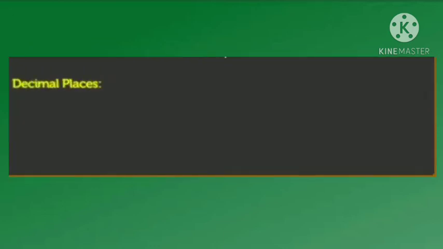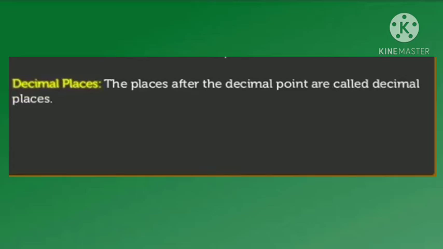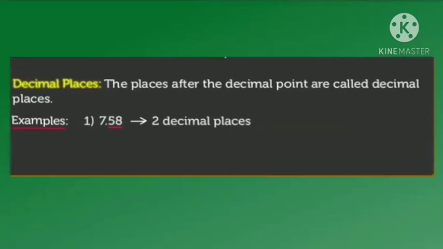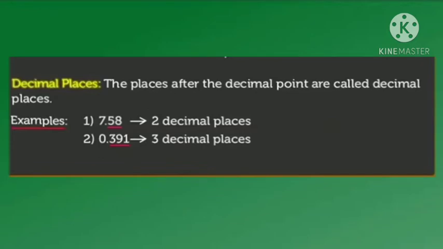Decimal places. The places after the decimal point are called decimal places. For example, 7.58 has 2 decimal places. Next, 0.391 has 3 decimal places.